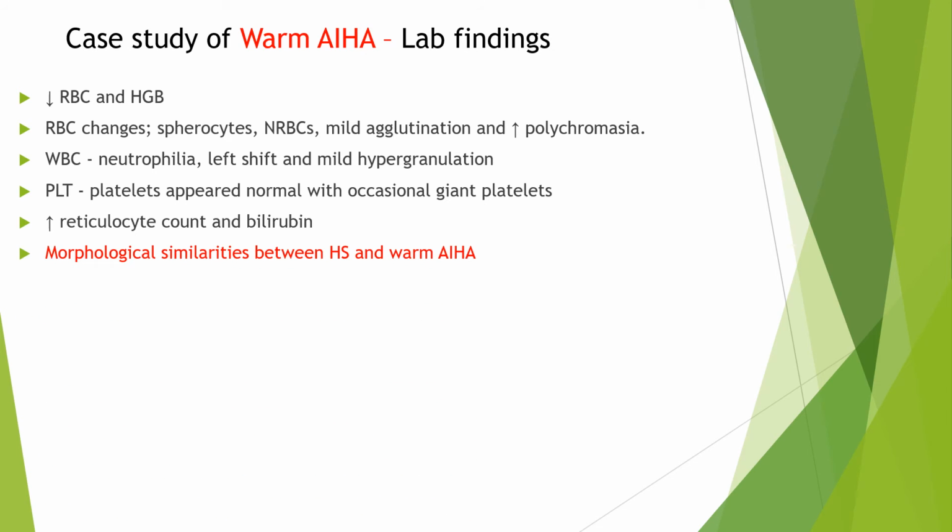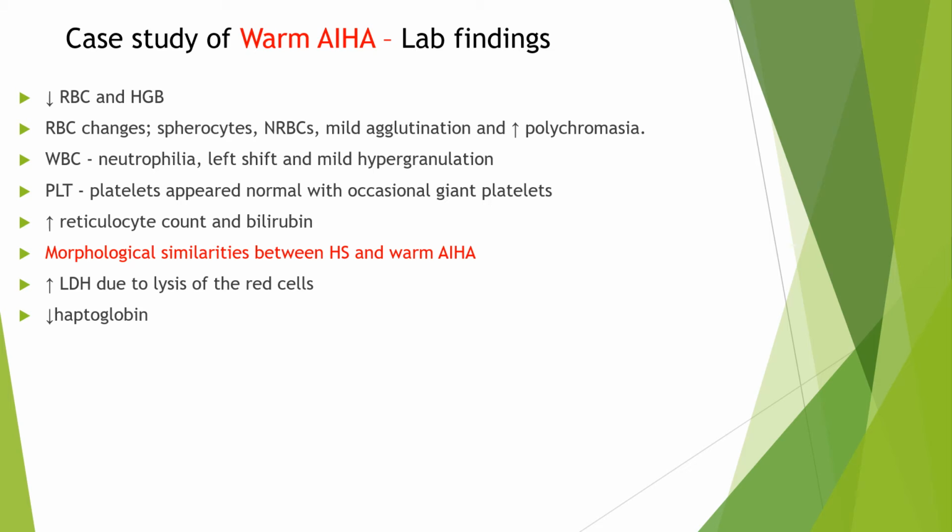Okay, we need to be careful not to wrongly diagnose warm AIHA as hereditary spherocytosis because the red cell changes are almost similar. However, we need to take a look at the patient's clinical history and also the age of the patient. This patient also has increased LDH, which is due to RBC breakdown.